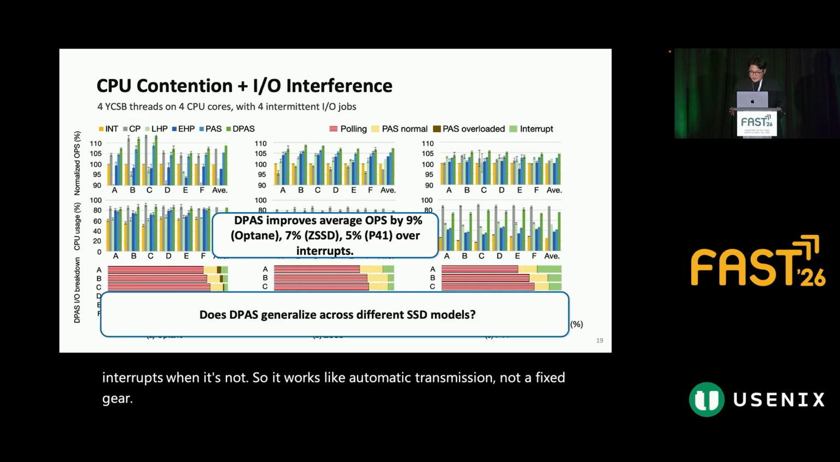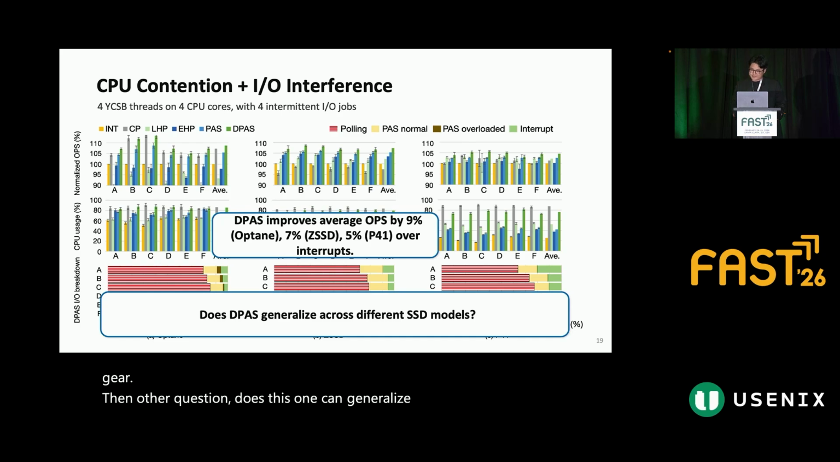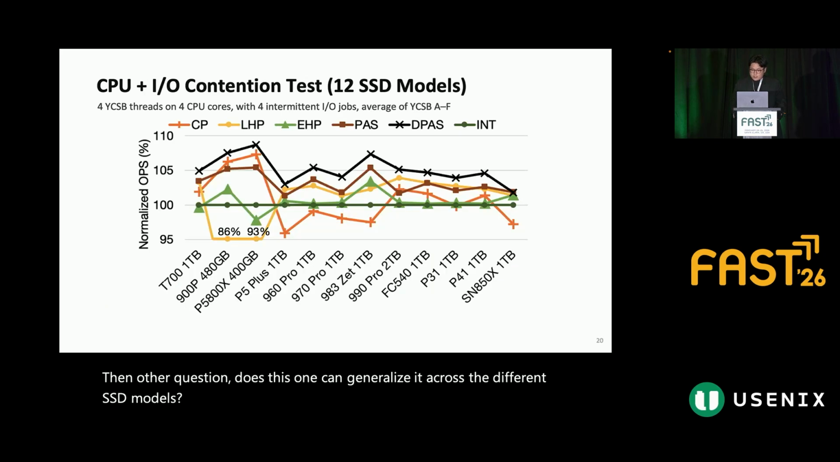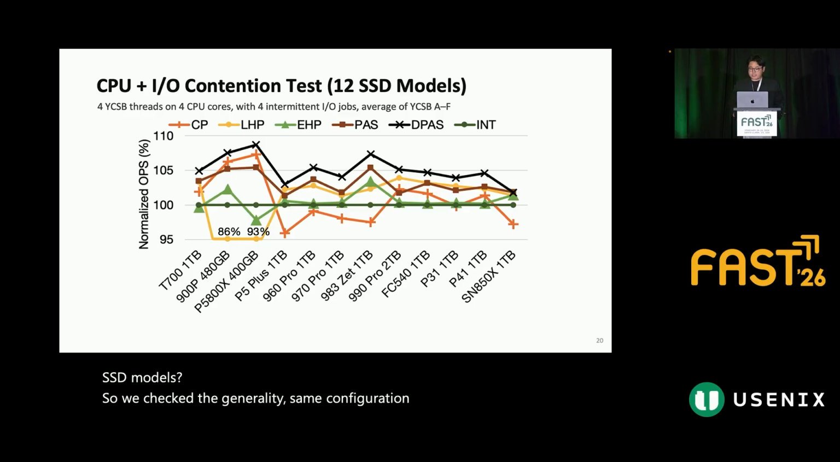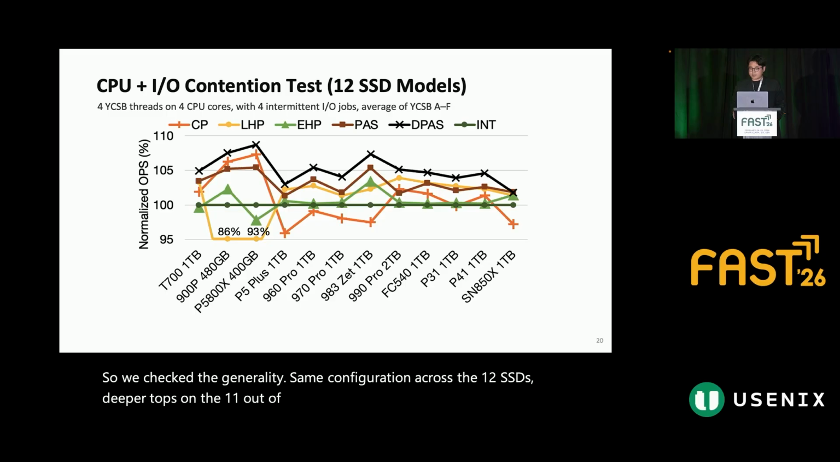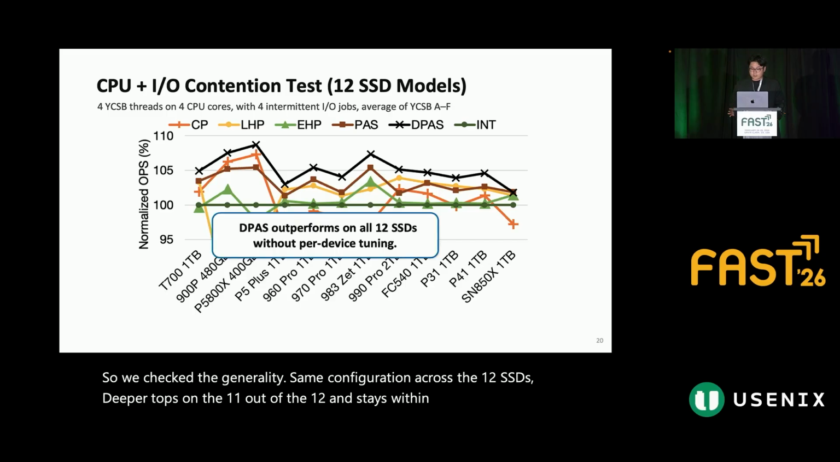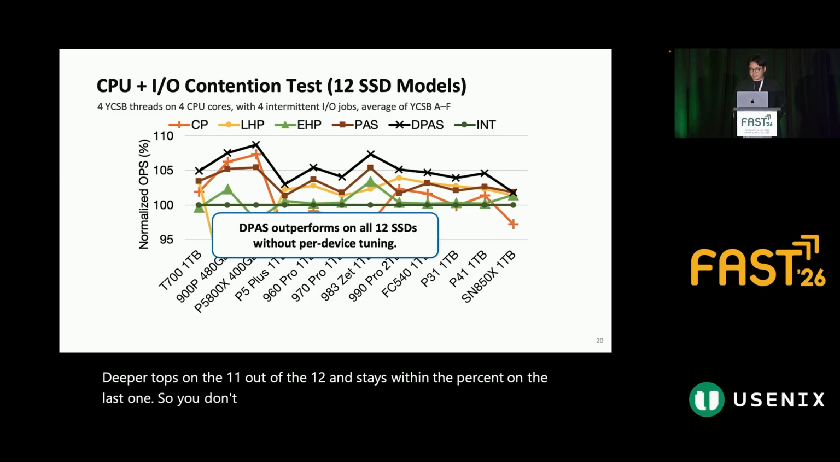Then the other question is, does this generalize across different SSD models? So we checked generality: same configuration across 12 SSDs, DPAS tops on 11 out of 12, and stays within a few percent on the last one. So you don't need per-device tuning to get the benefit. The control signals are lightweight.